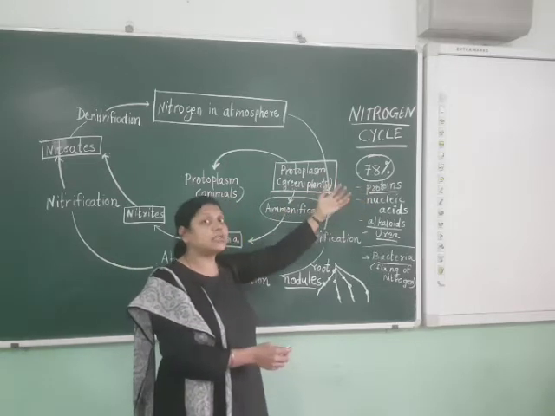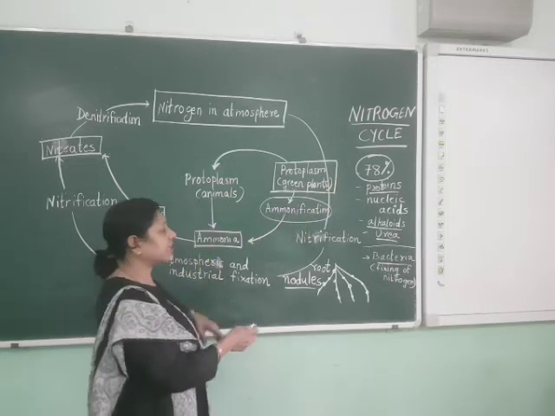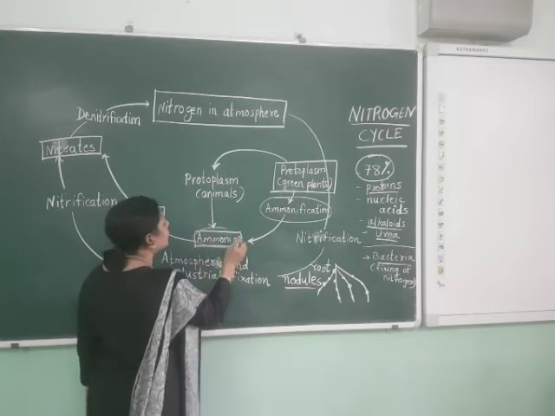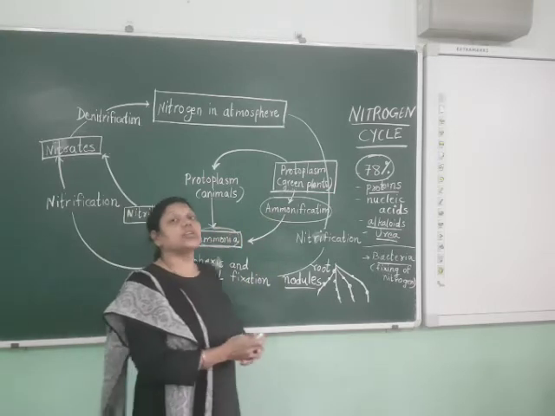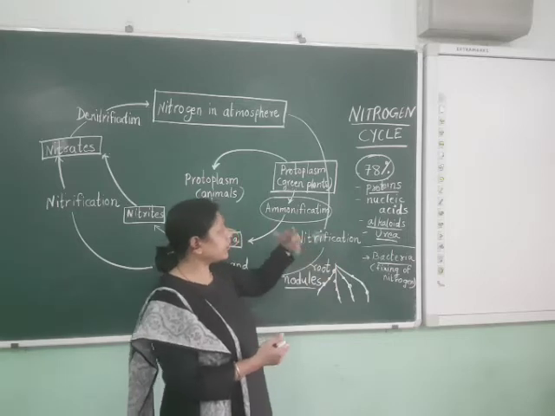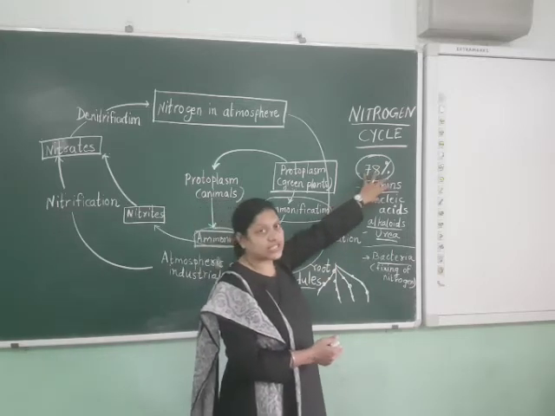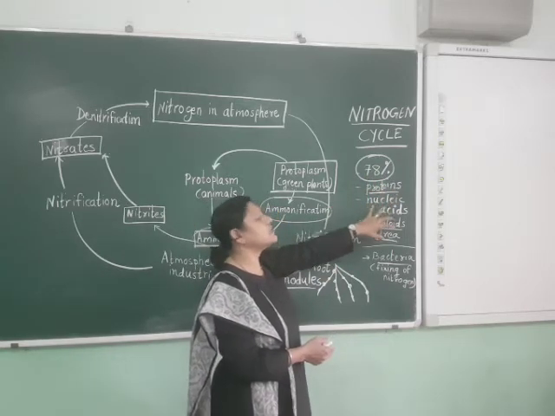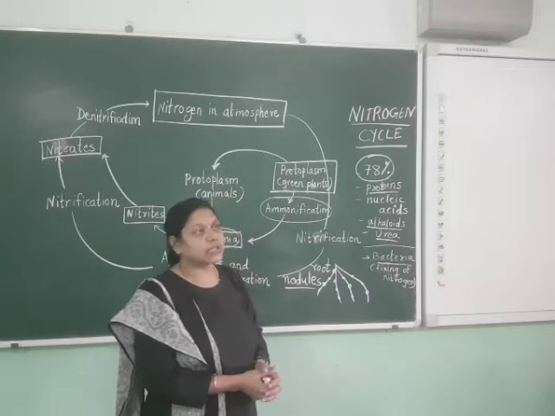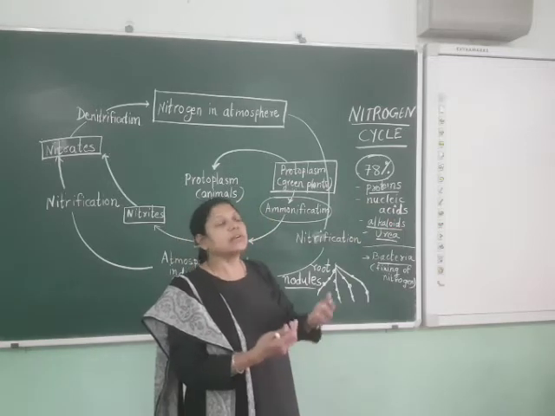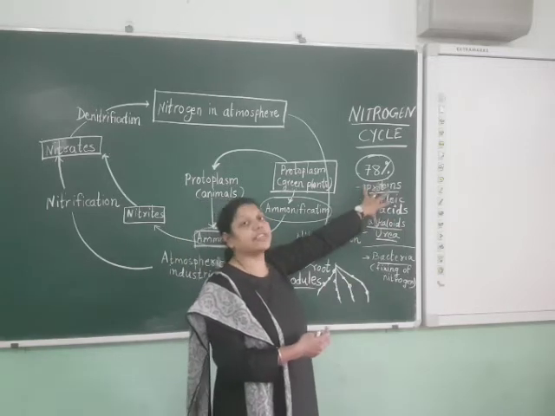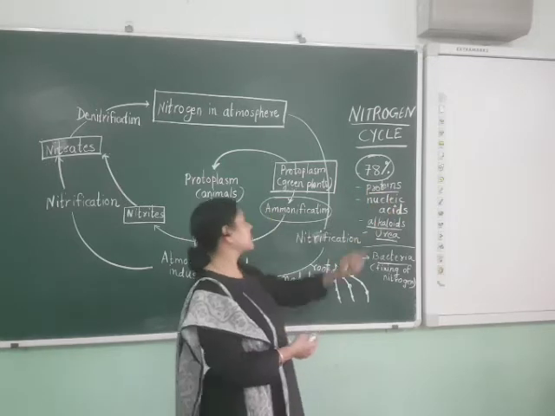Now how do the animals use these nitrates and nitrites? Actually, the ammonia is used in the synthesis of proteins. These proteins and nucleic acids are used by animals. So we don't use nitrogen directly, we use it in the form of these complex substances.